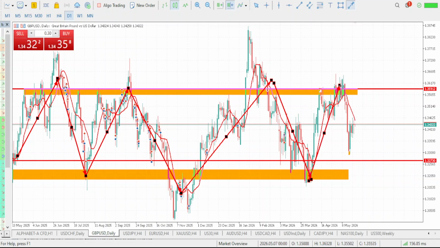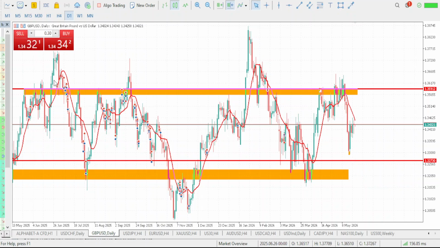Now with this resistance, the market is rejecting and it's dropping. So we would expect the market to continue to drop until it taps our support level. So a bearish move is what you should be expecting on GBP USD.